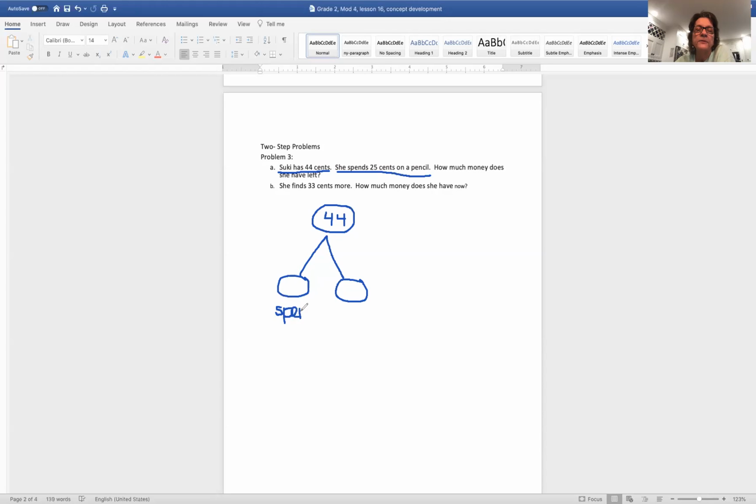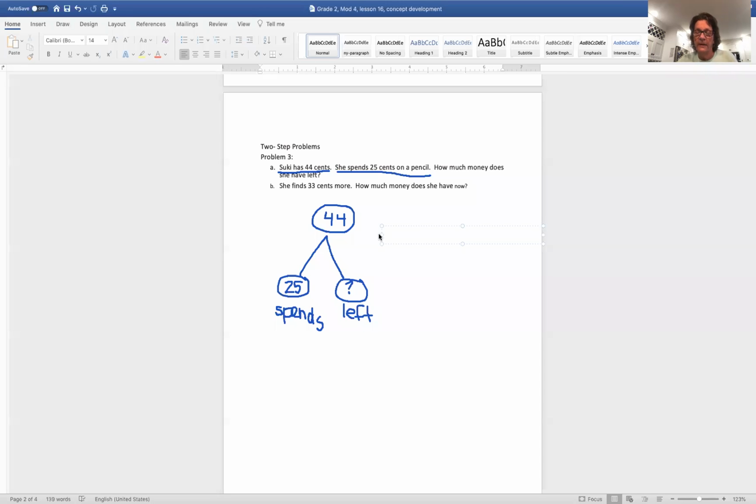Remember, I want you drawing these pictures as well. And you can pause the video whenever you need to catch up. And if she spends 25 cents, then the other part must represent what she has left. So this is kind of like the one we did earlier. We have a whole or a total 44 cents, and we have one part, and we have to figure out what she has left. That's our unknown. Well, in order to do that, we subtract, because we take our whole and we subtract our one part to find our other part. So let's go ahead and write our number sentence.